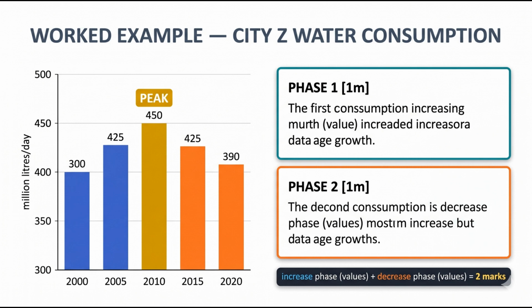Phase 1: water consumption in City Z increased steadily from 380 million liters per day in 2000 to a peak of 450 million liters per day in 2010. That's 1 mark, the increase with values. Phase 2: after 2010, consumption fell, decreasing to 370 million liters per day by 2020, lower than the 2000 starting level. That's the 2nd mark, the decrease with values and a comparison point. Notice the structure at the bottom. Increase phase with values plus decrease phase with values equals 2 marks. Follow that structure every time.